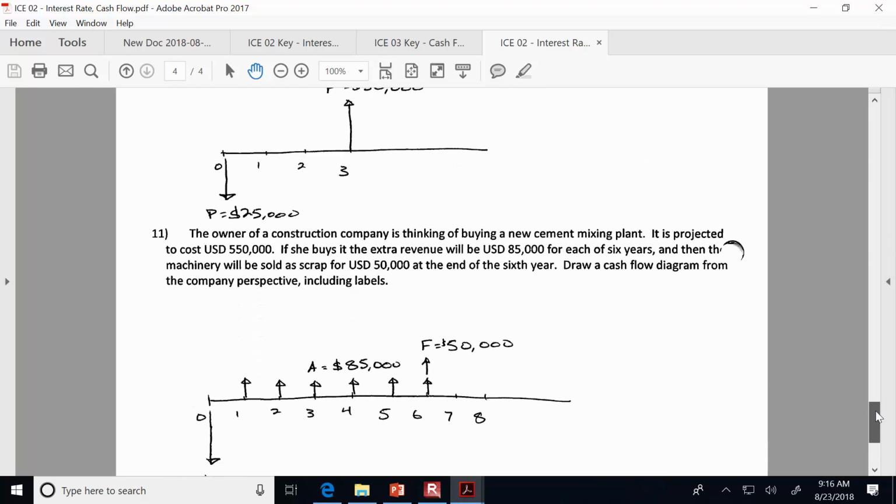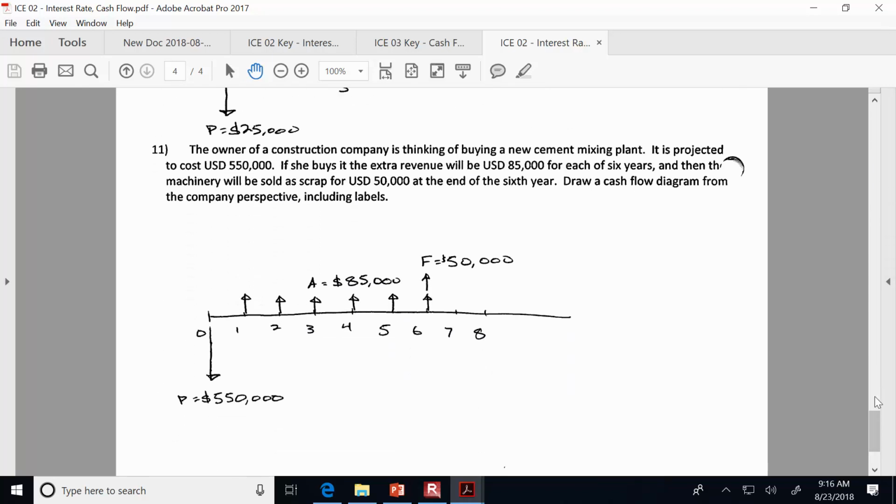And then the last problem is just translating a word problem into a cash flow diagram. You'll notice that I put the future amount in year 6 on top of the annual series. Rather than combining that into a single arrow, there's the annual series that goes all the way through year 6, and then a single future amount, the scrap value of the equipment of $50,000, that's a single future amount on top of the annual series.